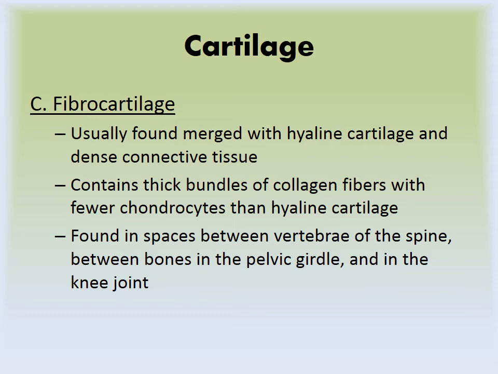Okay, fibrocartilage is the last kind of cartilage we're going to talk about. It's usually found merged with the hyaline cartilage, which was the first type of cartilage we talked about, and dense connective tissue. So it contains thick bundles of collagen fibers with fewer chondrocytes than the hyaline cartilage that we talked about, found in spaces between the vertebrae and the spine and between bones in the pelvic girdle and in the knee joint. So the fibrocartilage usually corresponds with the hyaline cartilage.